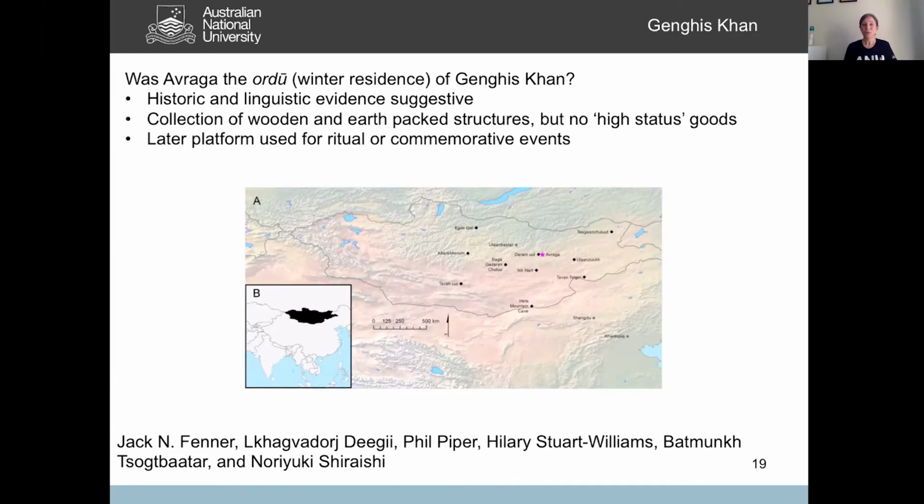But on top of these wooden and earth-packed structures in some parts of the site, there was a platform that was used for ritual or commemorative events after this initial settlement, which suggests that this probably was quite an important site.